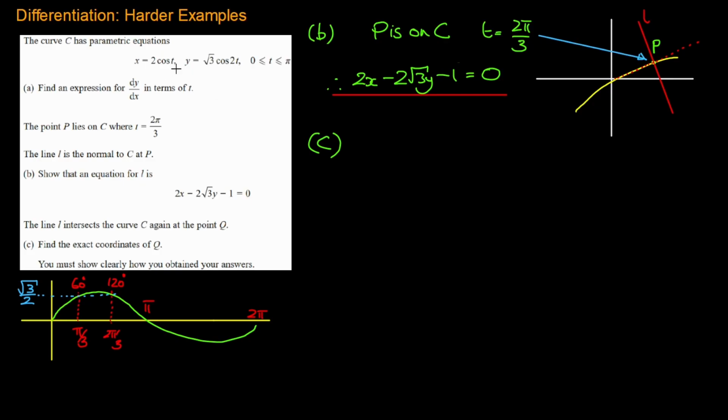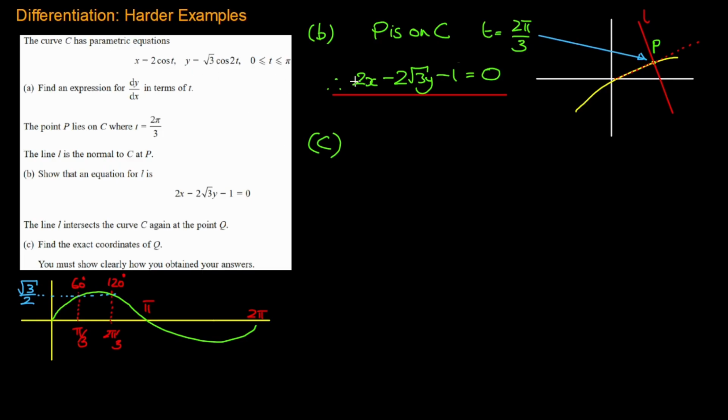If I shove in x is equal to 2 cos t and y is equal to root 3 cos 2t into our equation, yes, we're going to pop out the value of t that we know and love, which is 2 pi by 3 where the two lines meet, but there must be another solution. And that solution will be the t value of the coordinate point Q.